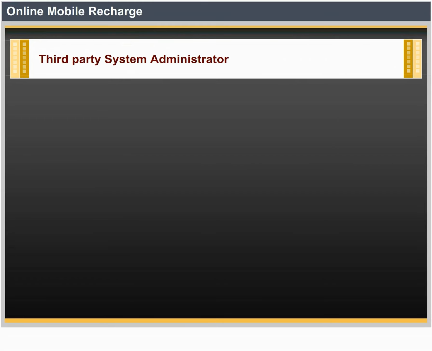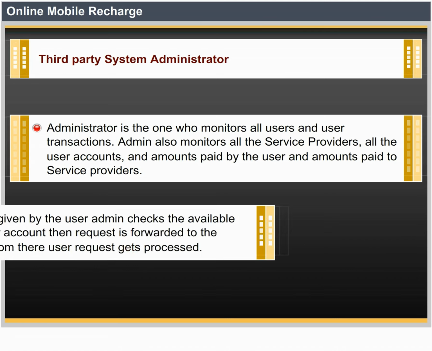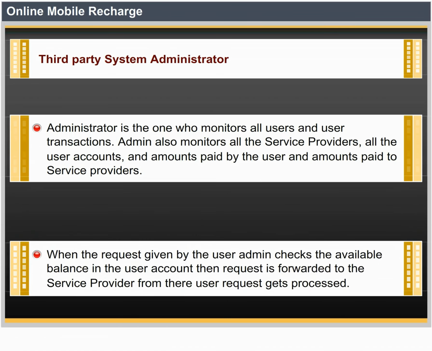Third party system administrator. Administrator is the one who monitors all users and user transactions. Admin also monitors all the service providers, all the user accounts, and amounts paid by the user and amounts paid to service providers. When the request is given by the user, admin checks the available balance in the user account, then the request is forwarded to the service provider. From there, the user request gets processed.